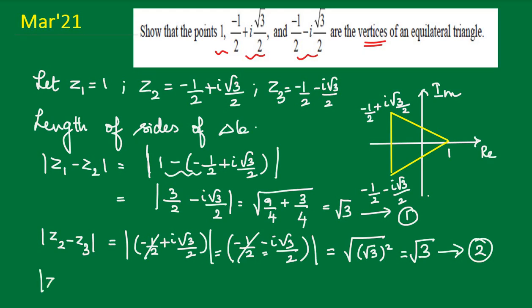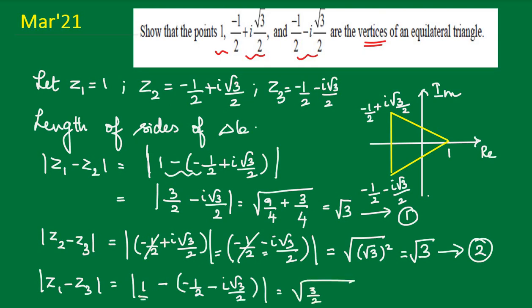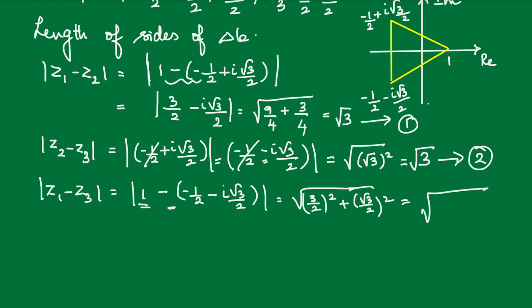Next, the third side, Z1 minus Z3, will be equal to modulus of 1 minus (minus 1 by 2 minus i root 3 by 2). Now this is equal to root of (3 by 2) whole square, 1 plus 1 by 2 is 3 by 2, the whole square, plus (root 3 by 2) the whole square, which is equal to root of 9 by 4 plus 3 by 4, root of 12 by 4, which is equal to root 3.